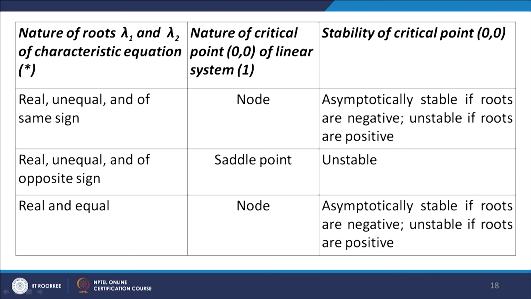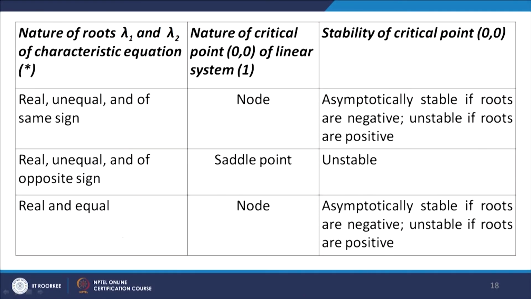When lambda 1, lambda 2 are real and equal, we will have a node. In the case where lambda is negative, we will have a star shaped node, and it is asymptotically stable if the roots are negative. Again, if the roots are positive, we will have a node, but it will be unstable.